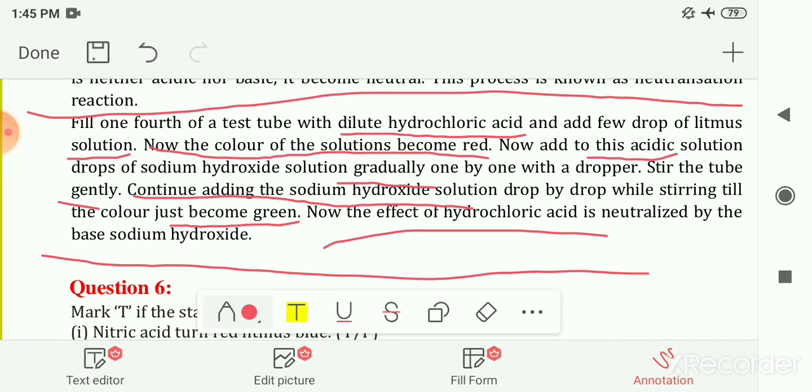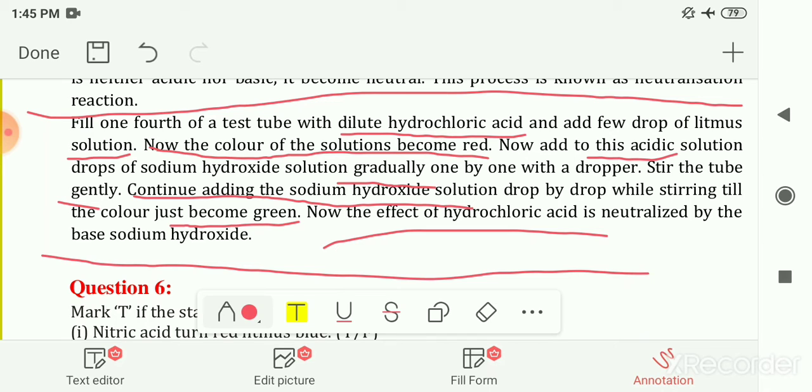So when this solution turns green, we can say that the effect of the hydrochloric acid is neutralized by the effect of the base. In our case, the base is sodium hydroxide. So this is the example for the neutralization process.